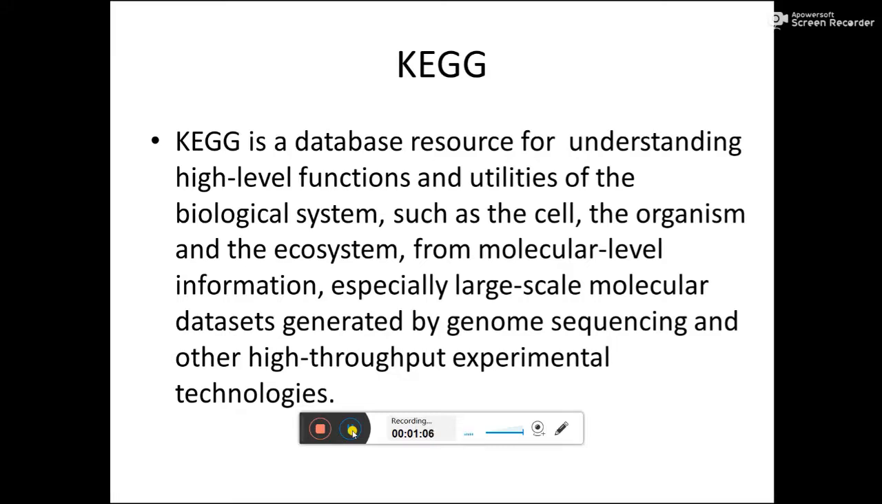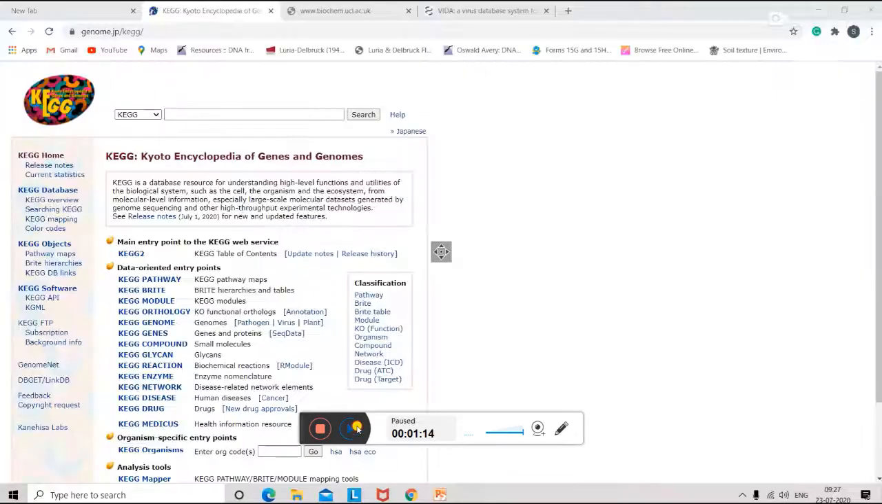Now, when I tell you this, you might find it highly complicated. Let's explore the website so that it will be easier for you. KEGG is, in other words, referred to as the Kyoto Encyclopedia of Genes and Genomes.